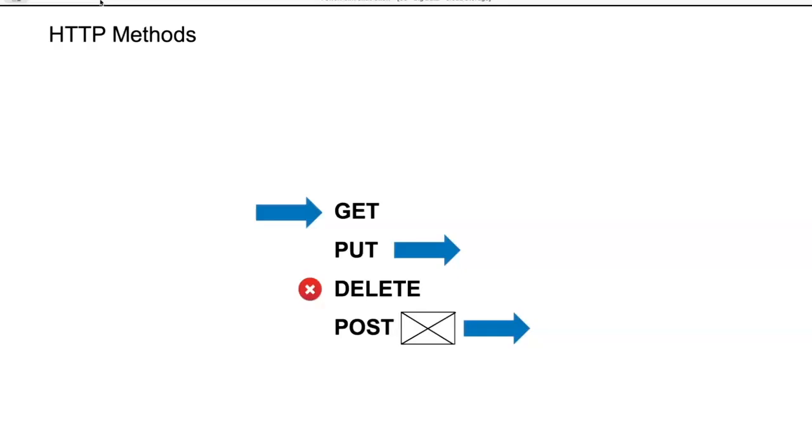The second part is the methods. A method is a verb, an English verb. A few of them are shown here: GET, PUT, DELETE, POST. There are others. There's even extensions, WebDAV, I think it's called. But we'll just look at these four. So GET, PUT, DELETE, and POST.